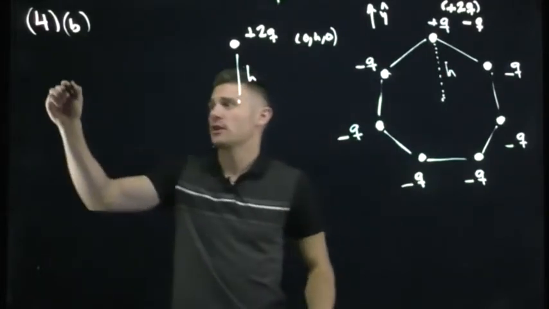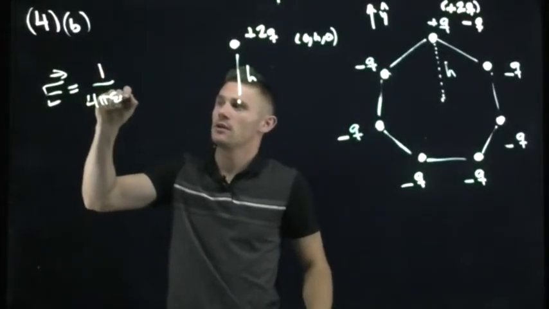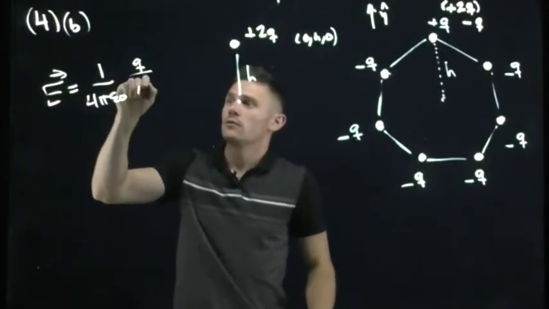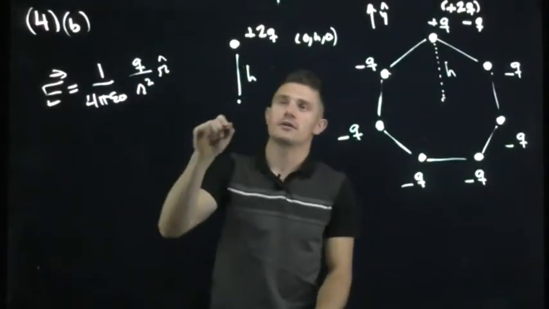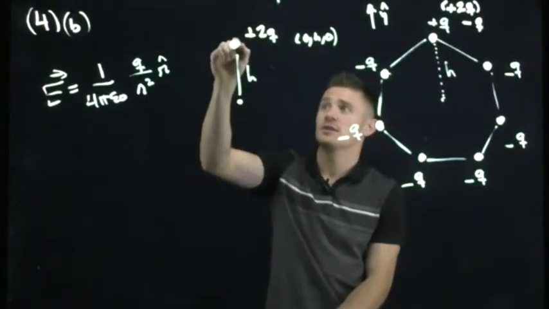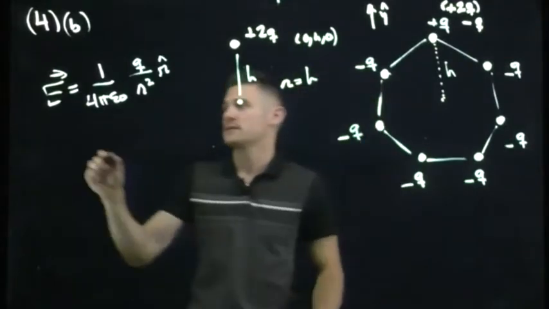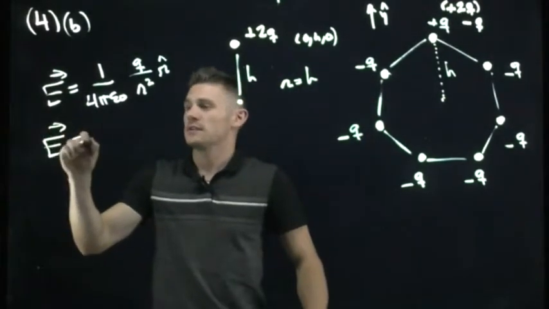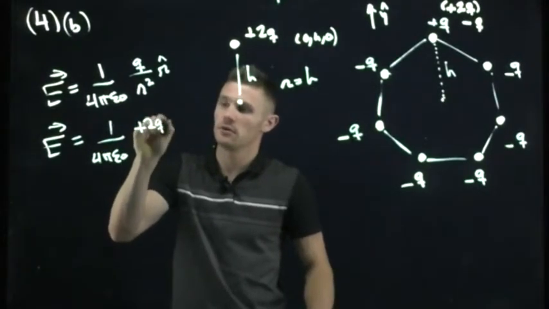Now we can use Coulomb's law, which says that the electric field is equal to 1 over 4 pi epsilon naught q over r squared r hat, where this r is the vector from our position of interest to our charge, which is simply h in this case. So we say that E is equal to 1 over 4 pi epsilon naught. Our charge is positive 2q.